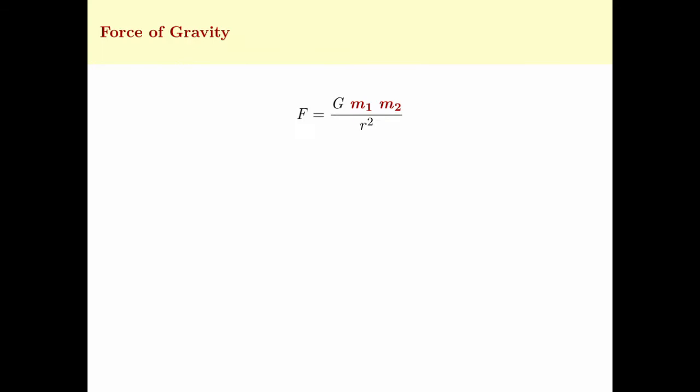Now, let's talk about proportionality. Notice that the masses are in the numerator. That means that if either mass gets bigger, then the force gets bigger. This is what we call directly proportional. Next, notice that the distance, we call it r, is in the denominator. So if r gets bigger, the force gets smaller. This is called inversely proportional.